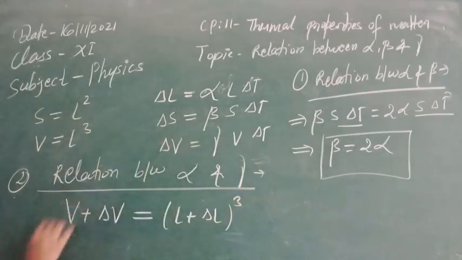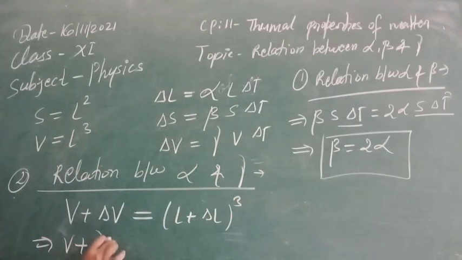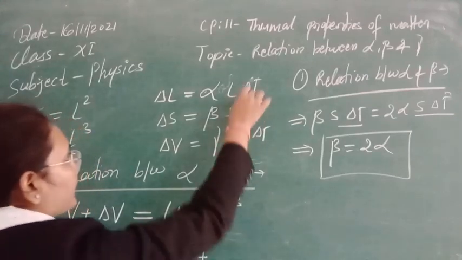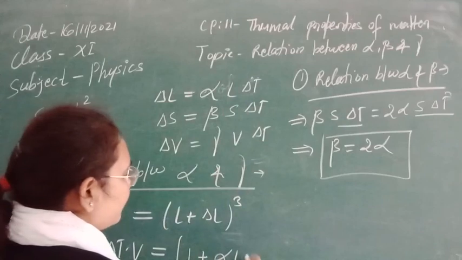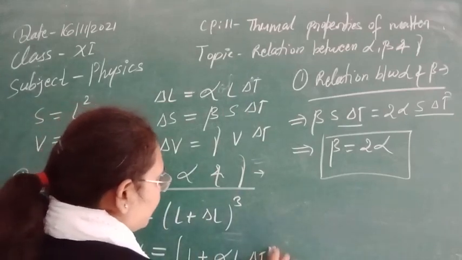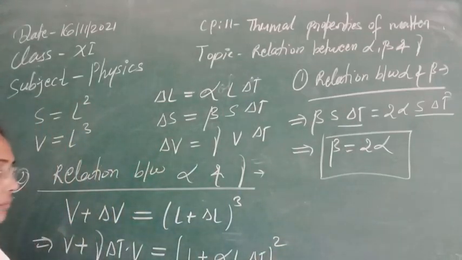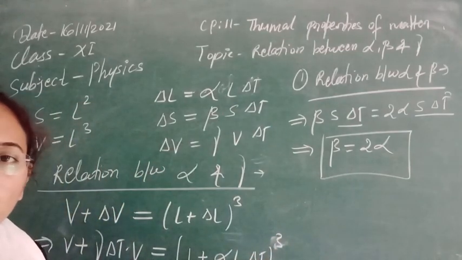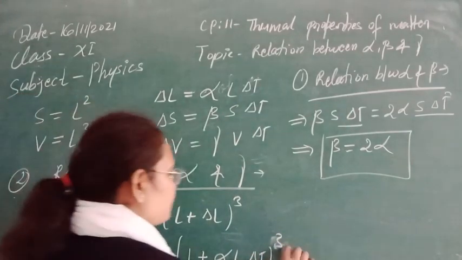Now delta V, you can write from here, that is V plus gamma delta T into V. This will be equal to L plus delta L, let's use from here, so delta L is alpha L delta T, and its whole cube will be here. Now let's expand this equation by the whole cube formula.